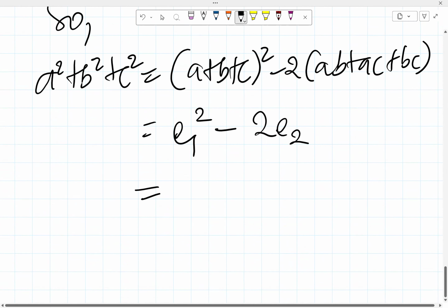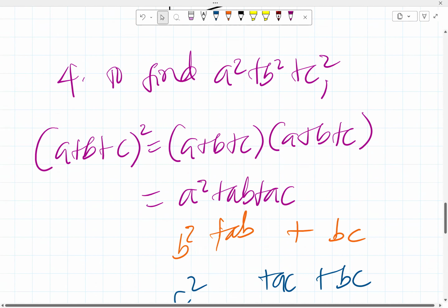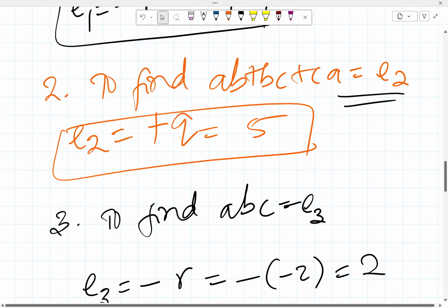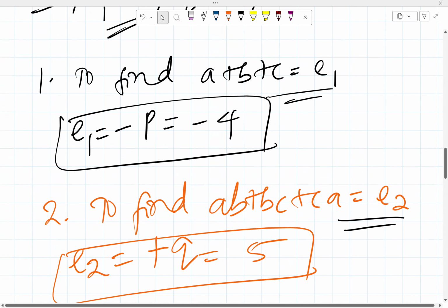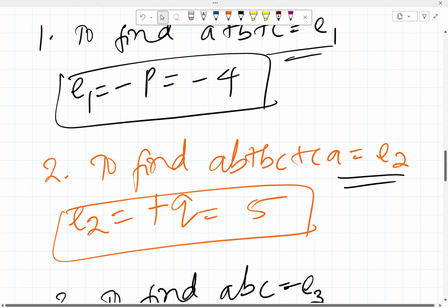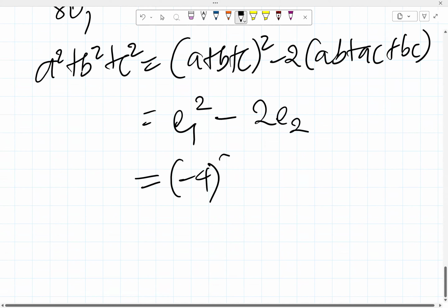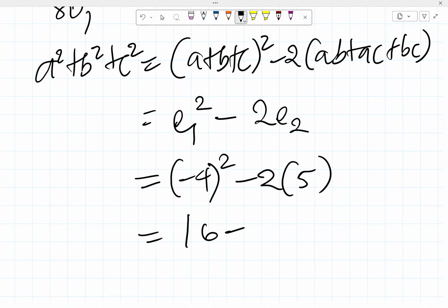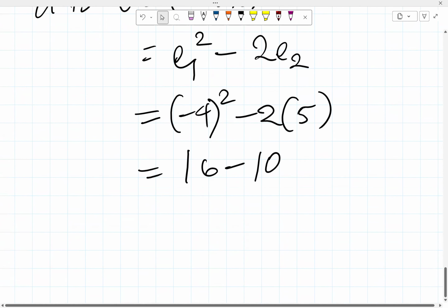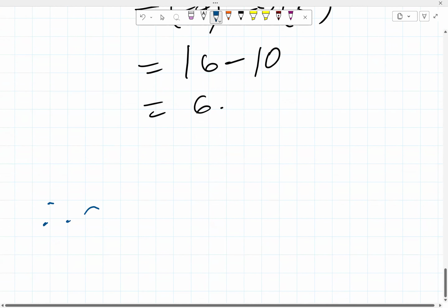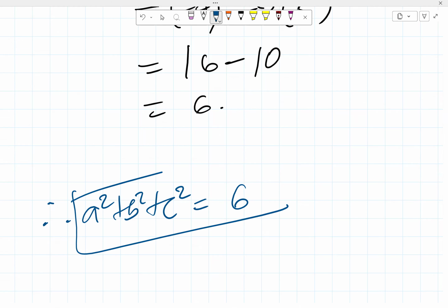Now the issue is what are the values? E1, like we found, is, no, E1 is minus 4. E2 is 5. Minus 4 and 5. Okay. So we have minus 4 squared minus 2 into 5. So minus 4 squared is 16. 2 times 5 is 10. And that is equal to 6. So we can say, therefore, A squared plus B squared plus C squared is equal to 6. And that is the result.